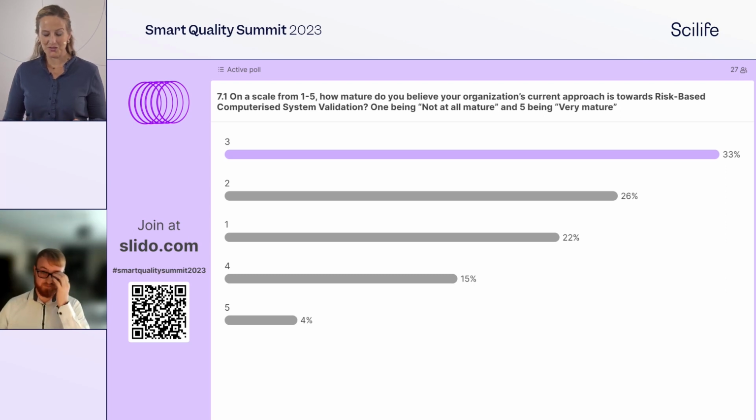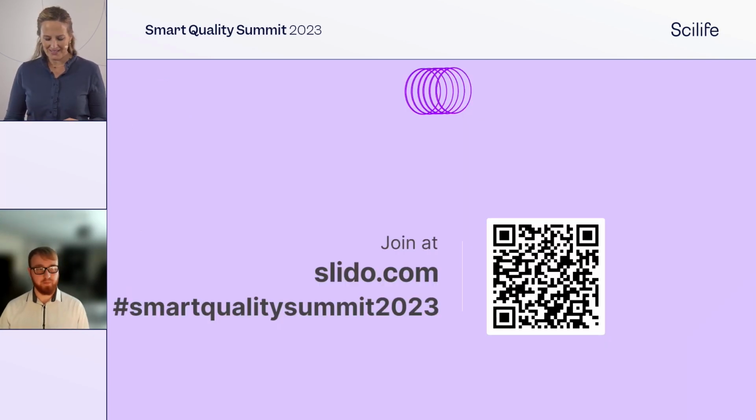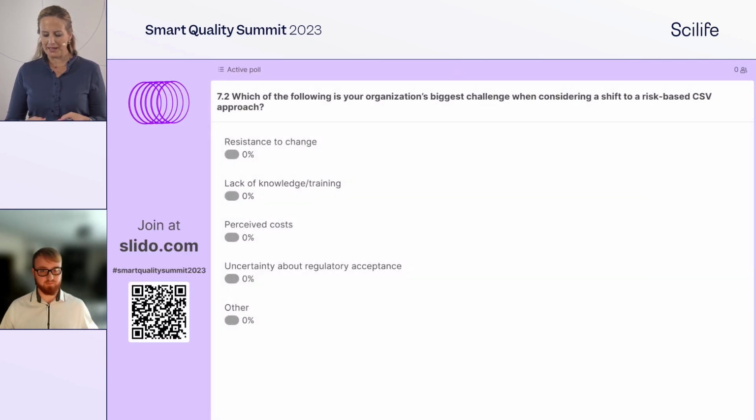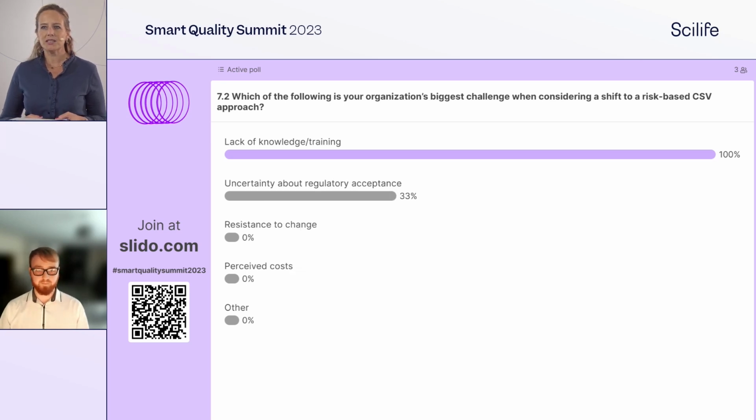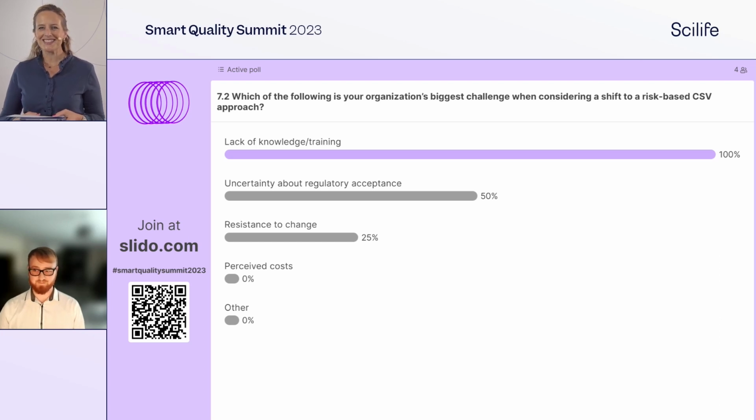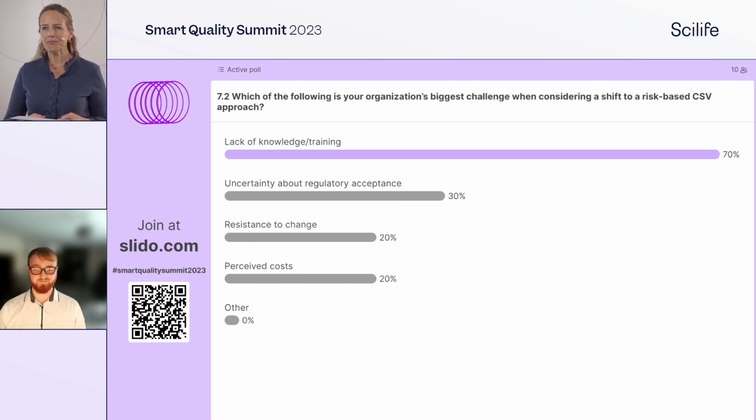So let's move on to the second question. Which of the following is your organization's biggest challenge when considering a shift to a risk-based CSV approach? Resistance to change, lack of knowledge and training, perceived costs, uncertainty about regulatory acceptance, or others? Okay, lack of knowledge and training.